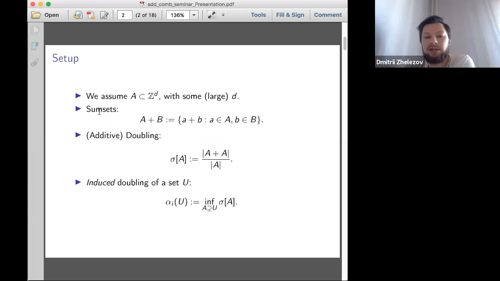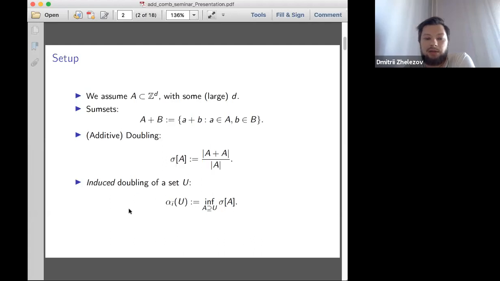We're going to look at this in a rather general setting of torsion-free groups, or maybe even arbitrary abelian groups. But for simplicity, we're going to work with sets in Z^D, where D is some unspecified large dimension. So basically, you can think of our sets being embedded into some very large ambient space. They're basically integer lattices. Surely we are going to work with some sets, and the additive doubling is the primary thing that we're interested in.